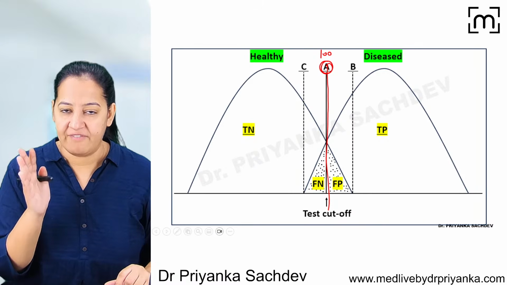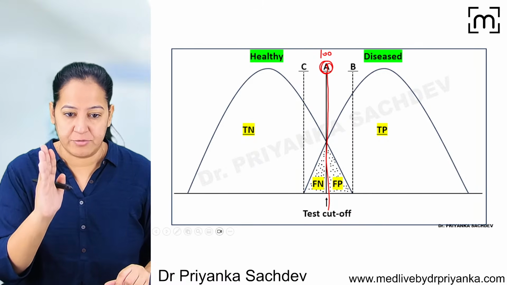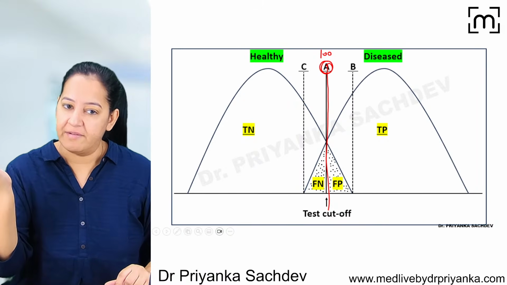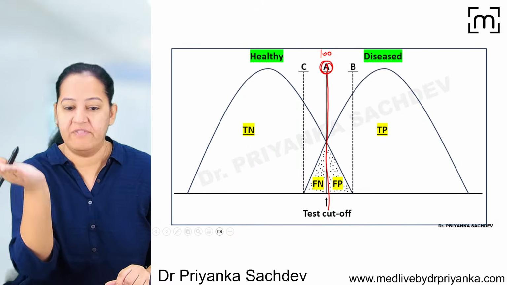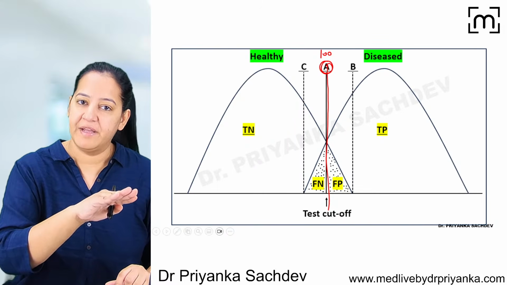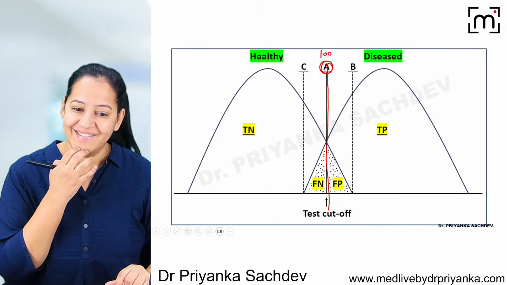The people who are having the blood sugar, fasting blood sugar I'm talking, if it is above 100, they have the diabetes or they are in the pre-diabetic range. And the people who have it below 100 milligram per deciliter, they are non-diabetic. They are healthy, I mean.